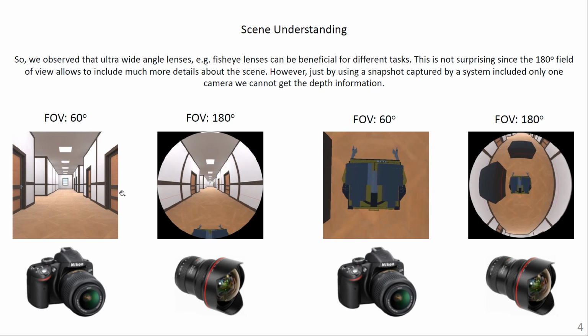For example, here we have a comparison. Here is a standard camera with a standard field of view, and here is the wide angle lens, so we can see that more elements now cover our image. And here is also a snapshot from the upper view, with the standard field of view and the large, wide field of view.